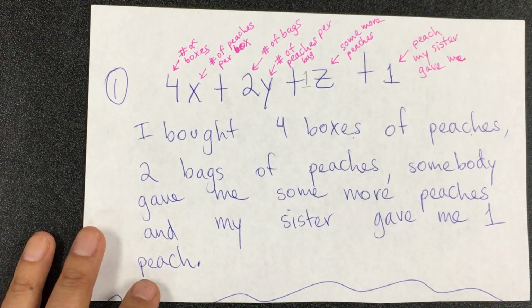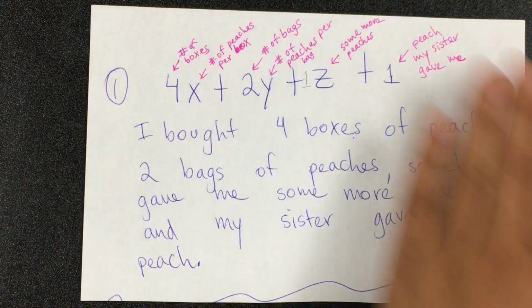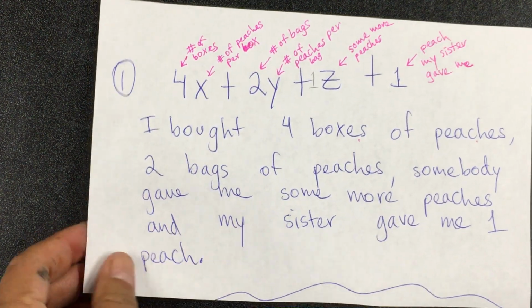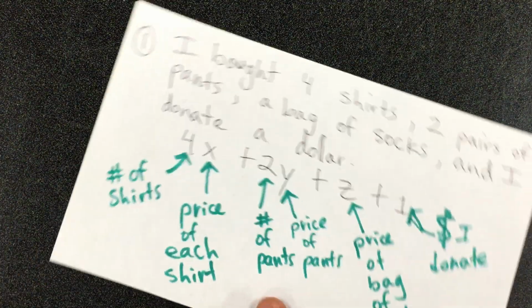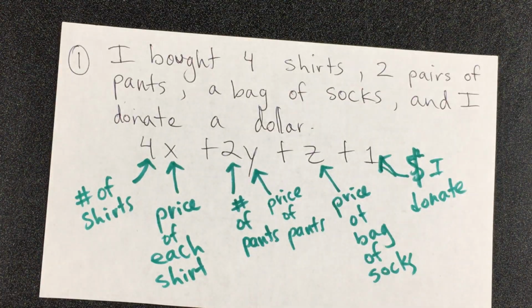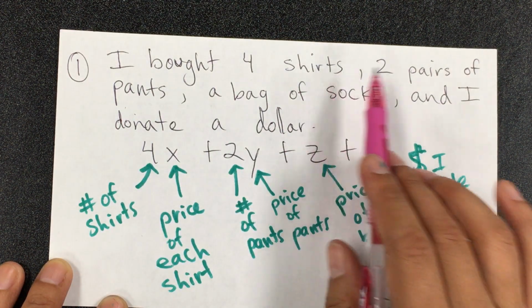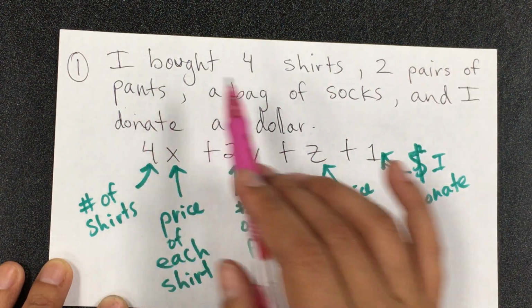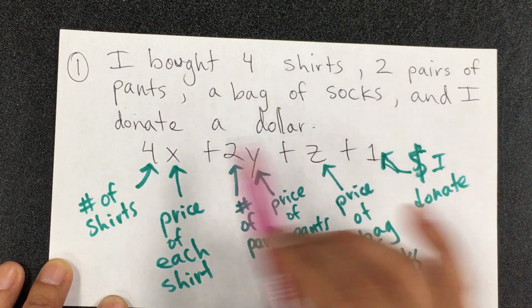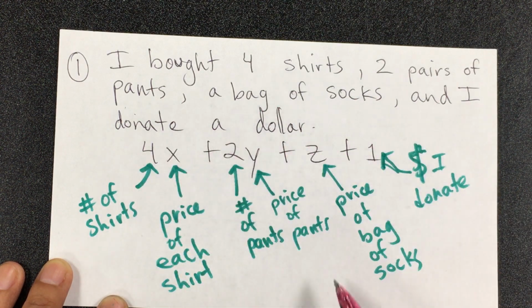So that's another example. Again, the unit is peaches because that's what we will be looking at here. One last example for this one, and this is something that we do very often. I bought 4 shirts, 2 pairs of pants, a bag of socks, and I donate $1.